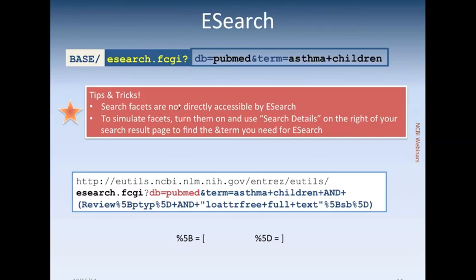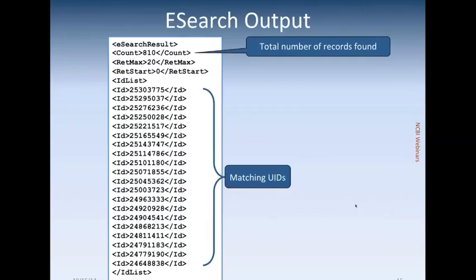But again, the facets, those review limits and the free full text limits, are not directly accessible here. You have to add those in. So I've done that down here for you. And again, this looks a little bit more complex, perhaps, because I've URL encoded the square brackets as %5B, and these are standard encodings that you can find on the web, and %5D for the closed square bracket. So you can see that those have been put in. But basically, these are the things we got back from the search details on the web. So now we have the correct call.